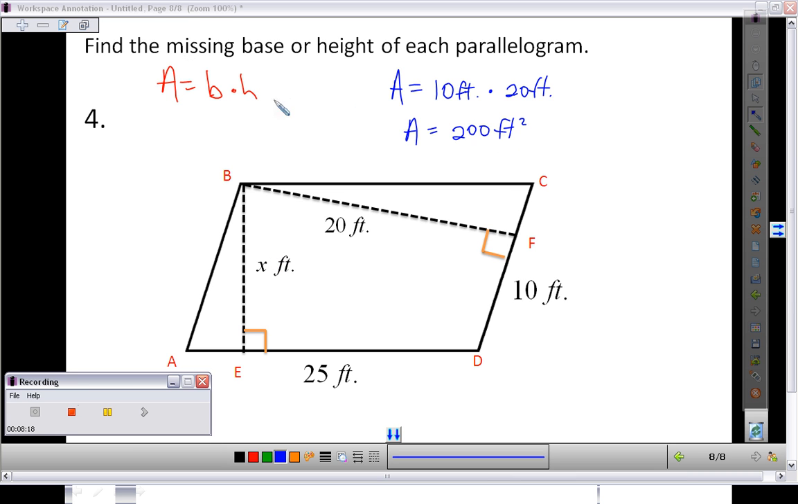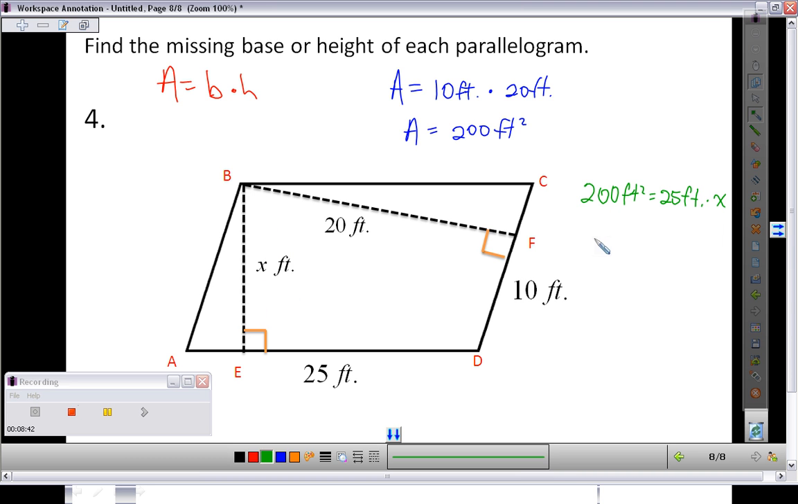So let's plug it once again into our formula, area equals base times height. This time I'm going to use my area of 200 feet squared equals the base, 25 feet, times my height, x. Again, I'm looking for the length of segment BE here. To get x by itself, I need to get rid of the 25 feet, so divide by 25 feet. Those cancel. 200 divided by 25, I'm left with x equals 8 feet.